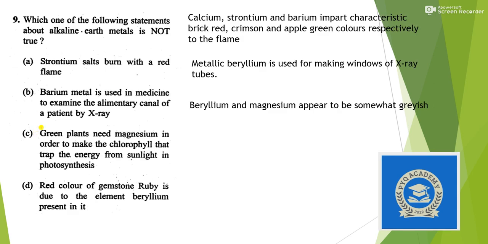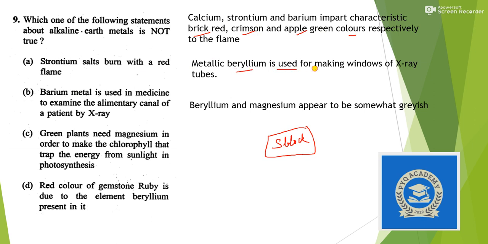Then, which one of the following statements about alkaline earth metals is not true? This is also taken from higher NCERT, from the chapter S block of class 11, I think. Let's read the statements. Strontium salts burn with a red flame. You can see here strontium and barium impart characteristic brick red, crimson and apple green colors to the flame. Then, barium metal is used in medicine to examine the alimentary canal of patients by X-ray.